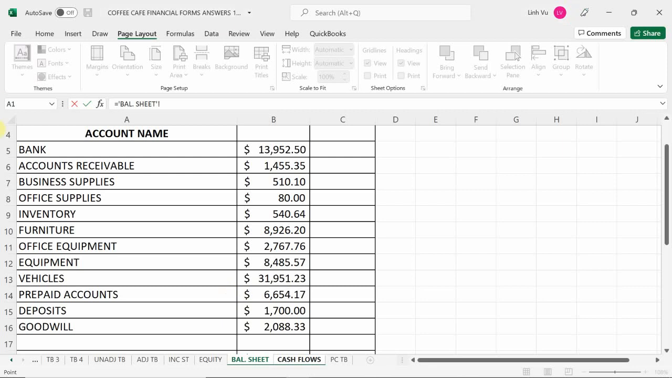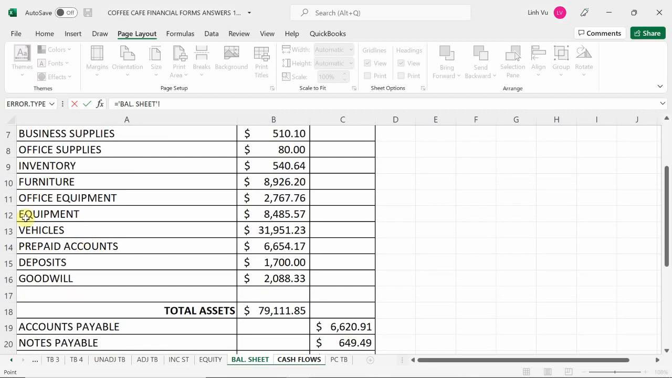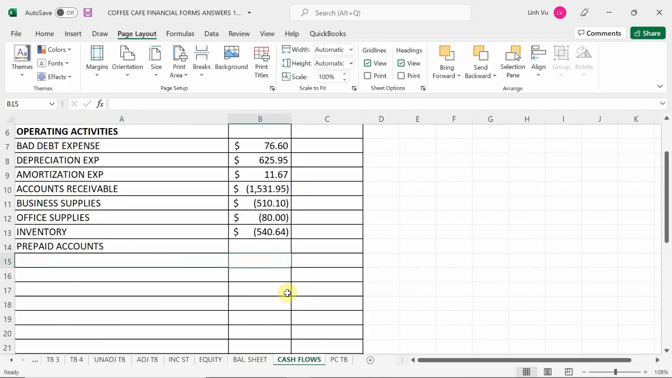So in this case, we're going to skip over our fixed assets and we have prepaid accounts. Once again, we had to spend money in order to have things like rent and insurance.